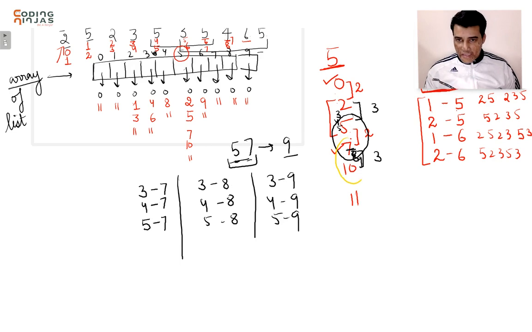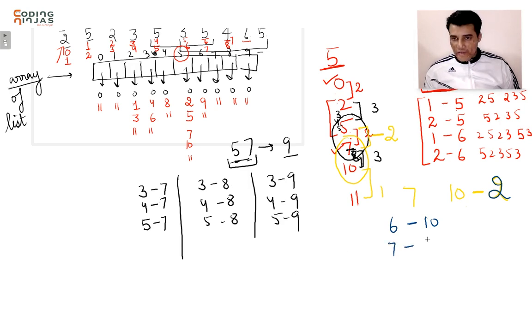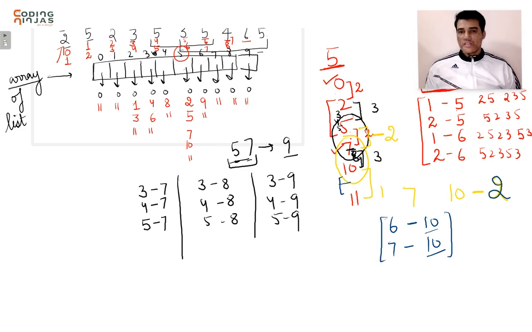The 5 and 7 was one pair, 2 and 5 was one pair, and the next pair would be 7 and 10. The number of substrings corresponding to 7 and 10 would be the product of the differences. 7 minus 5 is equal to 2, and the difference of 10 and 11 would be equal to 1. So the number of substrings would be equal to 2. Let me quickly write those two substrings. One would start from 6 and end at 10, and the other would start from 7 and end at 10. There are no other options available, so there is only 10 available. So I'll make use of 10 and make these two substrings.